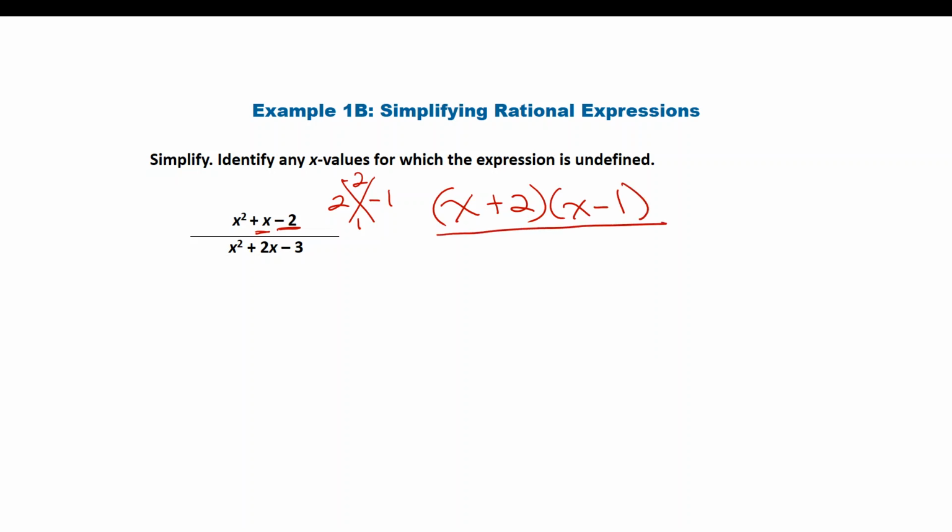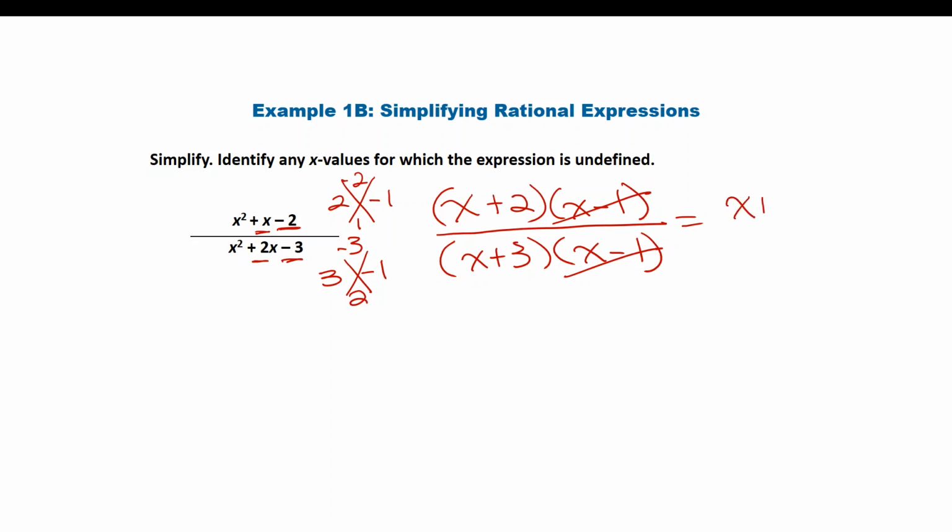And for my denominator, again, two numbers that multiply together to get -3, add together to get 2. That's going to be 3 and -1. So x plus 3 and x minus 1. So lucky here, I can cancel these two out, leaving my simplified answer as x plus 2 over x plus 3.